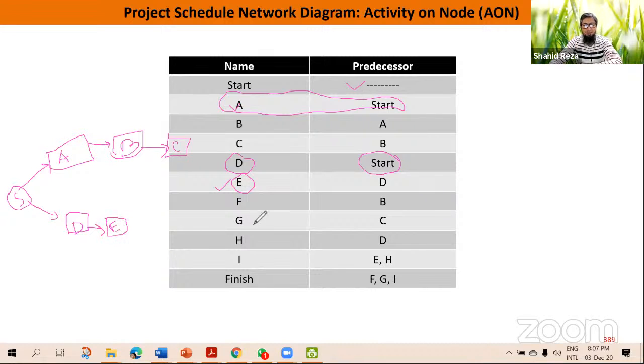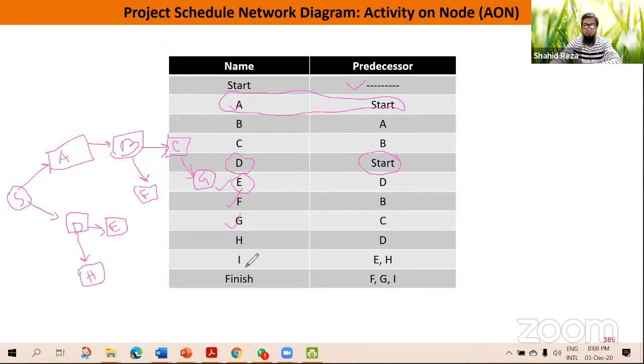All right. Then F. If we draw F, its predecessor is B. That means we have to draw here, because its predecessor is B. All right. Then G. G's predecessor is C. So we need to draw somewhere after the C. Okay. Then H. H's predecessor is D. That means we need to draw here. After D, we can start H. Then I.